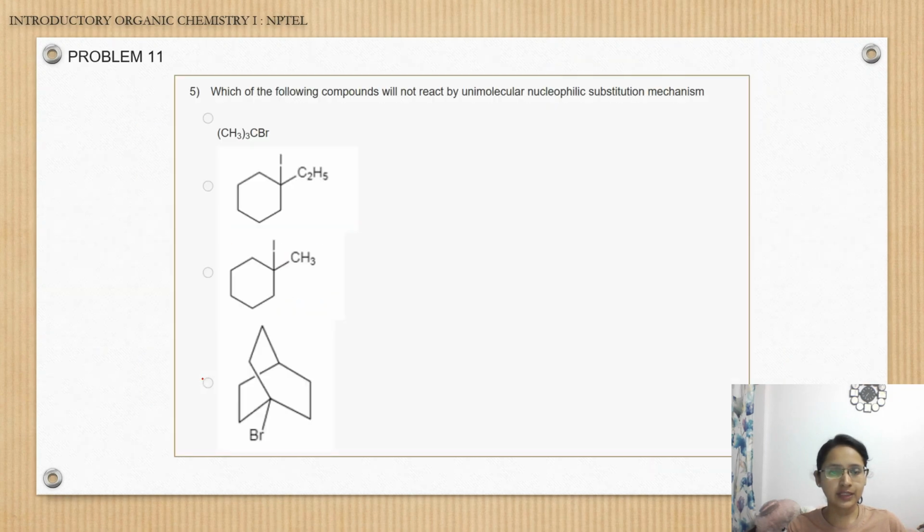Okay, if it is understood, then I'm going to problem number 11. So quickly we will finish it. Here they are saying which of the following compounds will not react by unimolecular nucleophilic substitution reaction. What do you mean by unimolecular nucleophilic substitution reaction? It is SN1, right? So now they are asking which of the compounds will not react by SN1 mechanism.